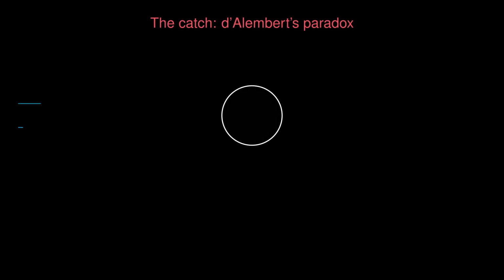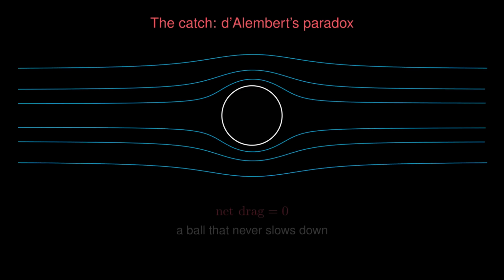But ideal has a famous failure. Solve inviscid flow around a sphere, and the pressure comes out perfectly symmetric, front to back, so the net drag is exactly 0, a ball that never slows down. That's D'Alembert's paradox, and it's flatly wrong.